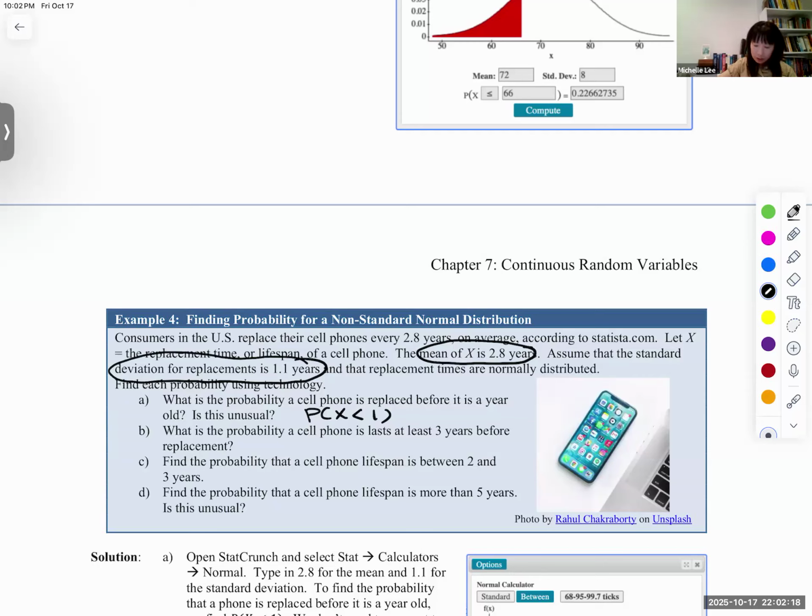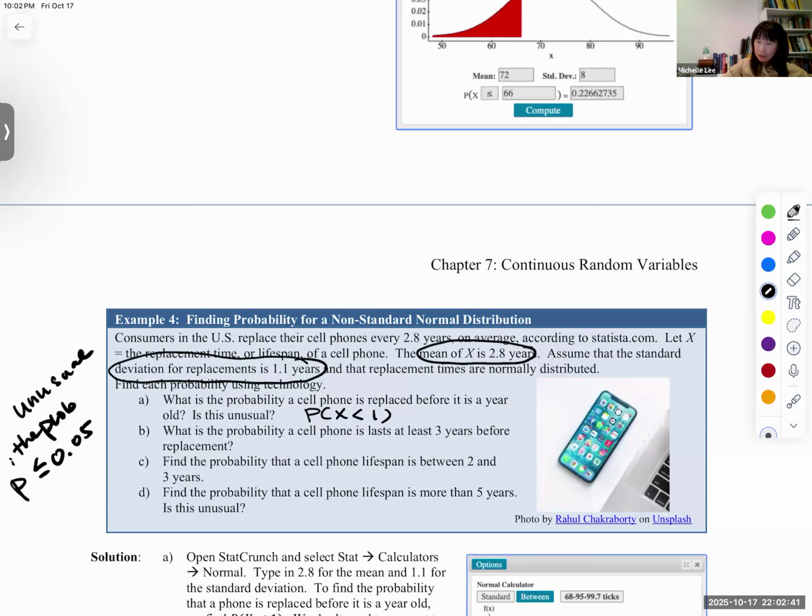If not, not unusual. The probability is less than or equal to 0.05 for unusual. How about that? Okay.